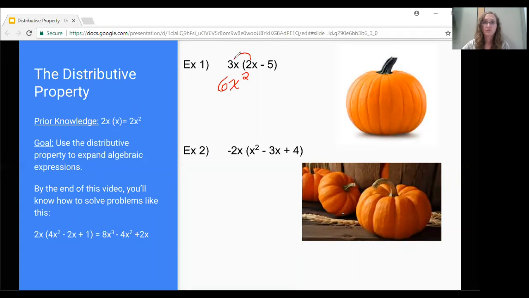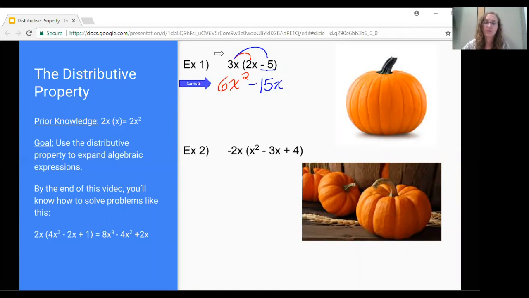And then we also have to distribute the 3x times the negative 5. So it's a positive times a negative, so it will be negative. 3 times negative 5 is negative 15. And then the x will just be right there at the end. So what we just did here is we multiplied those two parts.